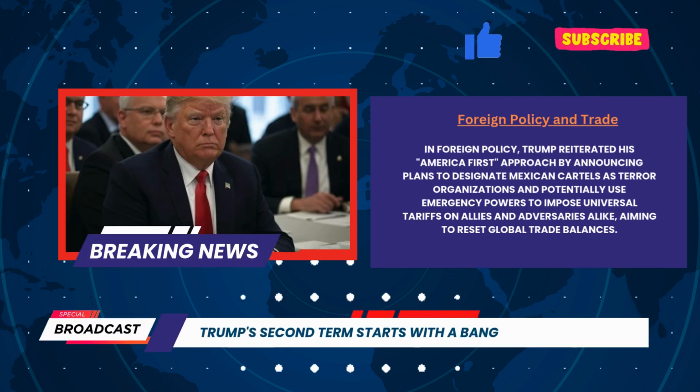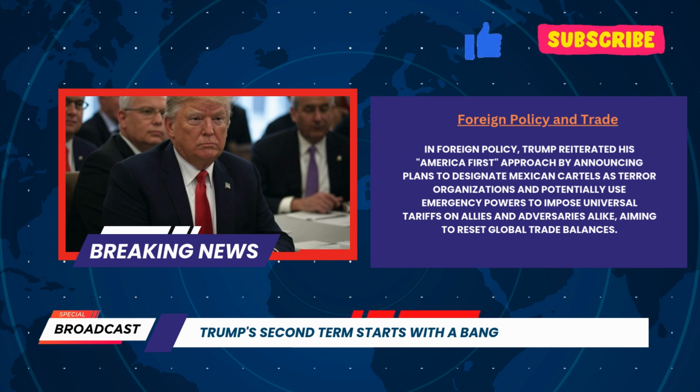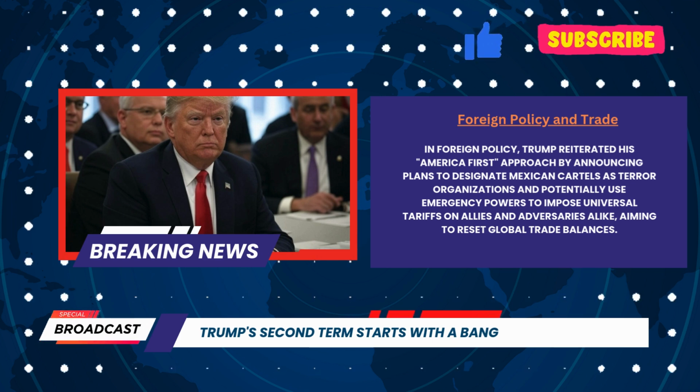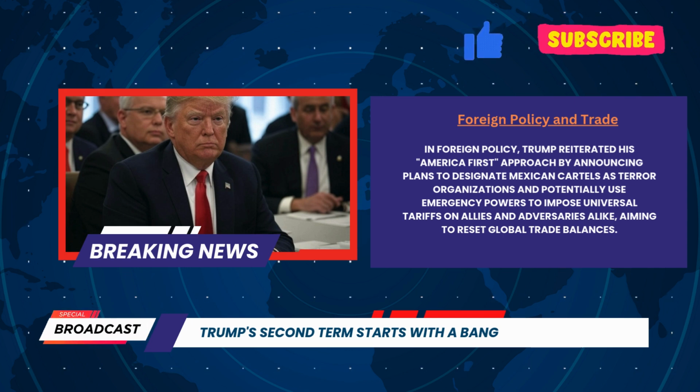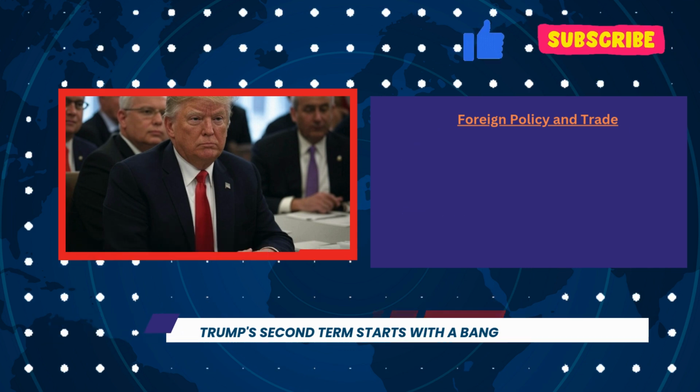In foreign policy, Trump reiterated his America First approach by announcing plans to designate Mexican cartels as terror organizations and potentially use emergency powers to impose universal tariffs on allies and adversaries alike, aiming to reset global trade balances.